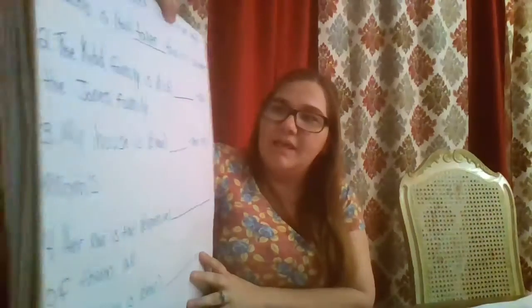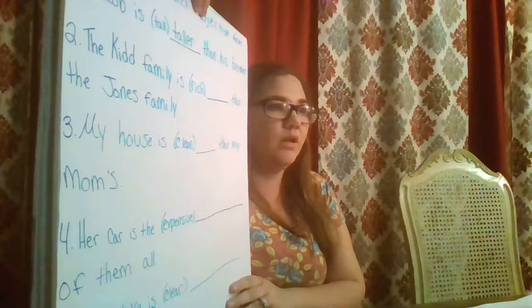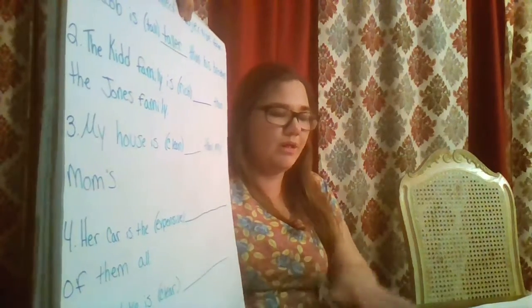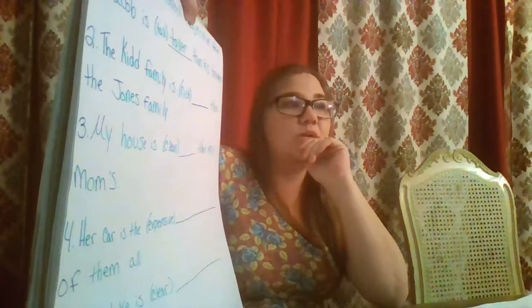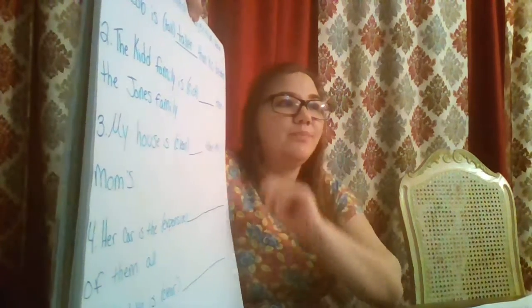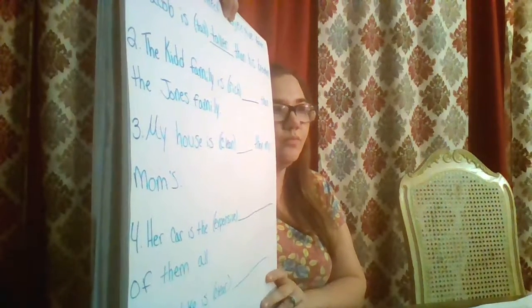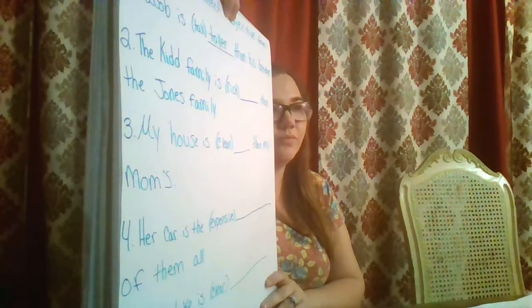Number 2 says the Kidd family is rich, blank, than the Jones family. Are we going to use positive, comparative, or superlative? Are we going to say rich, richer, or richest? Richer. Which is what form? Comparative. Good job. So we're going to say richer.